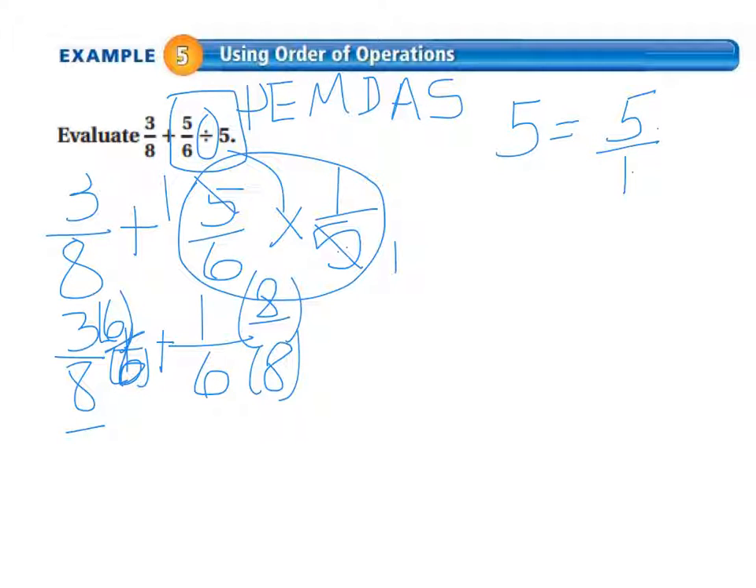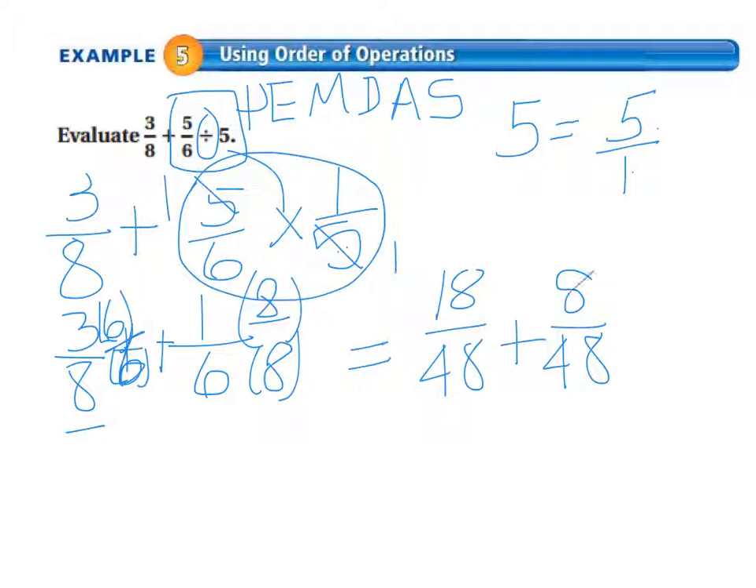And now I have 48 for my denominator on both fractions, so that clears up the need for the common denominator. My first fraction I have 3 times 6, which would be 18. And my second fraction I have 1 times 8, which would be 8. Now I can add those together because my denominators are the same. So my denominator stays as 48, and 18 plus 8 is 26.